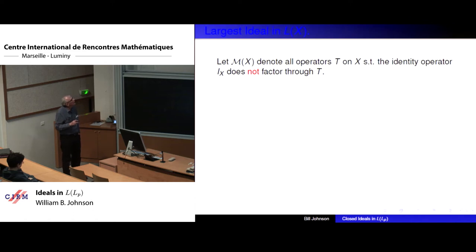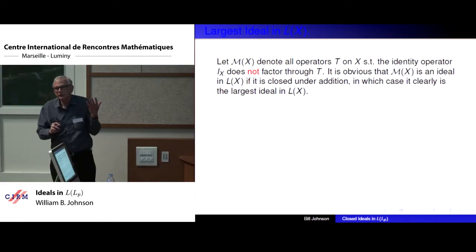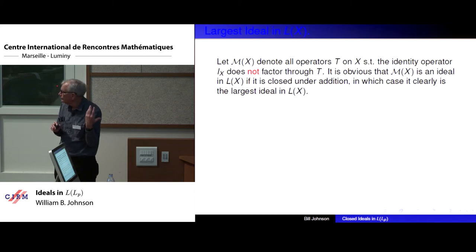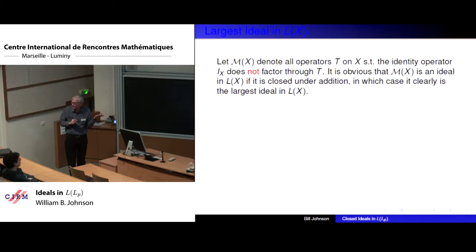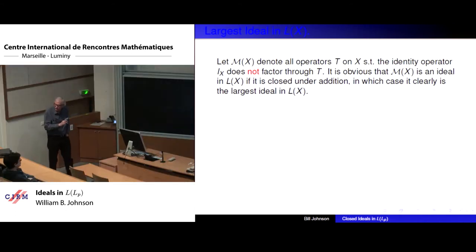Well, if you think about it, it's clear that M of X is closed under multiplication on the right and the left by bounded linear operators. That's the main property of an ideal. But you can't forget the other property of an ideal, that it be closed under addition. And it's not true that M of X is always closed under addition. But if it is closed under addition, then it's an ideal, and clearly it's the largest ideal.